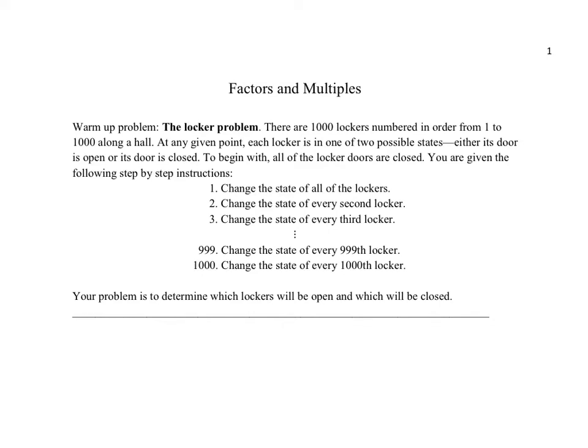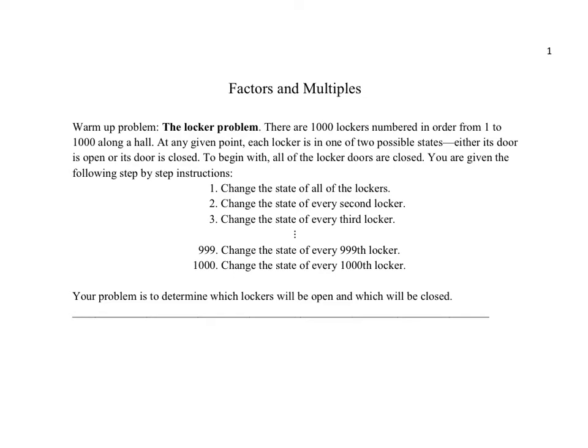Welcome, welcome. Today we're going to be talking about factors and multiples. And as usual, I have a warm-up problem for you. It's called the locker problem. So there's 1,000 lockers. They're ordered from numbers 1 to 1,000. And at any given point, each locker is either open or closed. So to begin with, all doors are closed, and then we're supposed to follow the instructions.